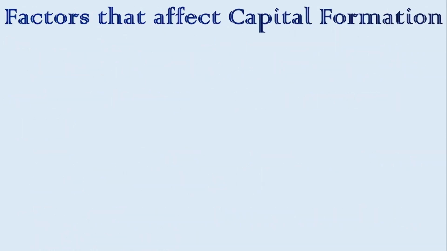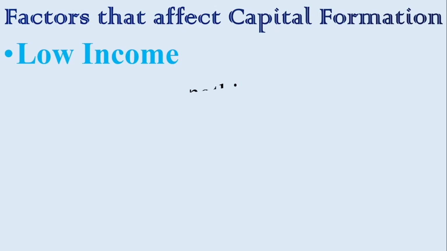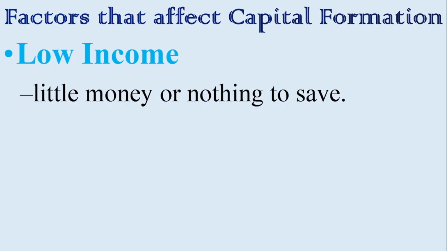There are some things that hinder us from having the capital that we need to invest. One is low income. We have a lot of people in our country that are earning very little money for the jobs that they do. Because they earn very little, they have nothing to save. And when you have nothing to save, it is next to impossible to save money and start a business. You will not be able to invest.